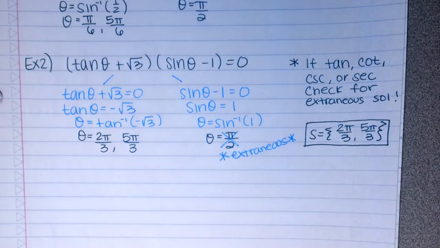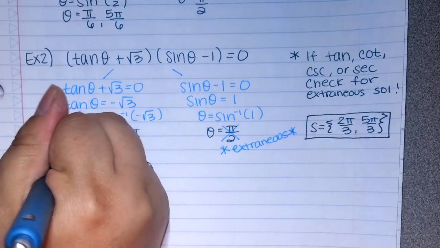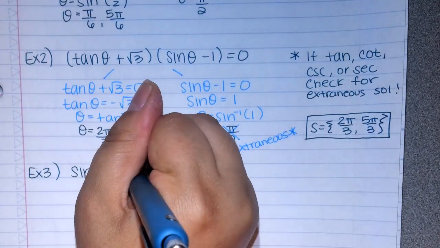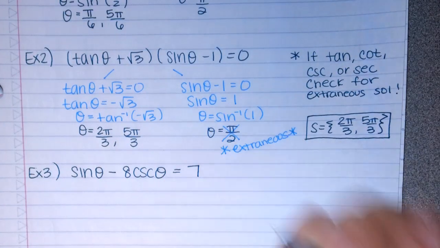What questions do I have? We're good? Move on? We're going over 9 of them. We're on number 3. The sine of theta minus 8 cosecant of theta equals 7.